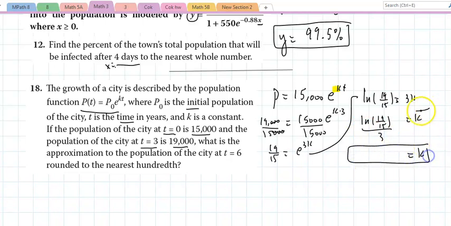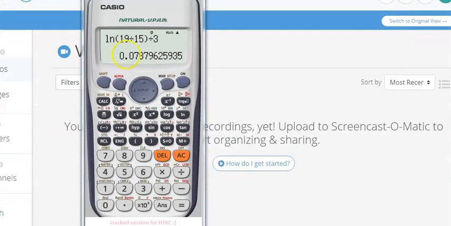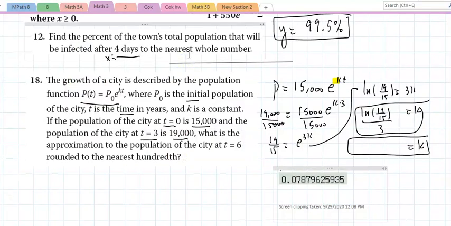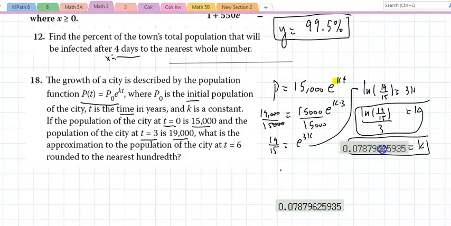I have two options for k. I could plug things in my calculator, or I could leave it as is. I'm going to do both for you. Natural log of 19 divided by 15, divided by 3, and it is there it is. I don't learn, huh? I should put this in first, then I should box it. Now, if I want to use this, I want it to be accurate, I have to take enough decimal places.